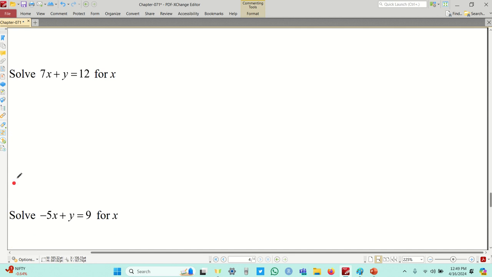Okay, like say this is the same question. What is it saying? Solve for x. Solve for x means in this equation 7x plus y is equal to 12, you need to find the value of x. So keep x on the left side and shift everything to the right side. This shifts here: 12 minus y.